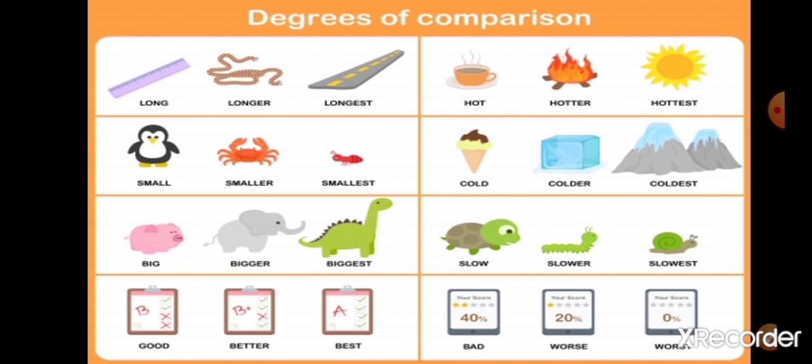Small, smaller, smallest. Big, bigger, biggest. Good, better, best. Hot, hotter, hottest. Cold, colder, coldest. Slow, slower, slowest. Bad, worse, worst. So this was all about degrees of comparison.